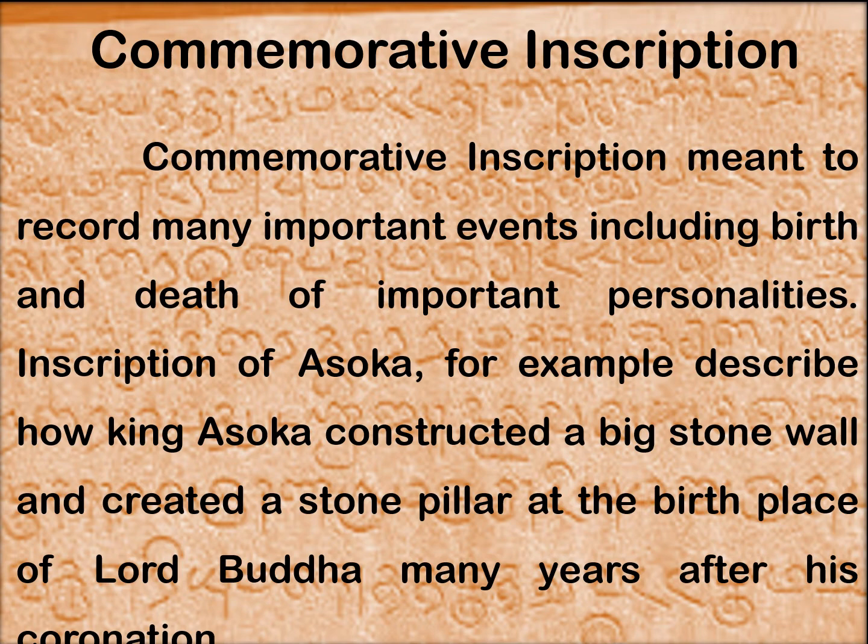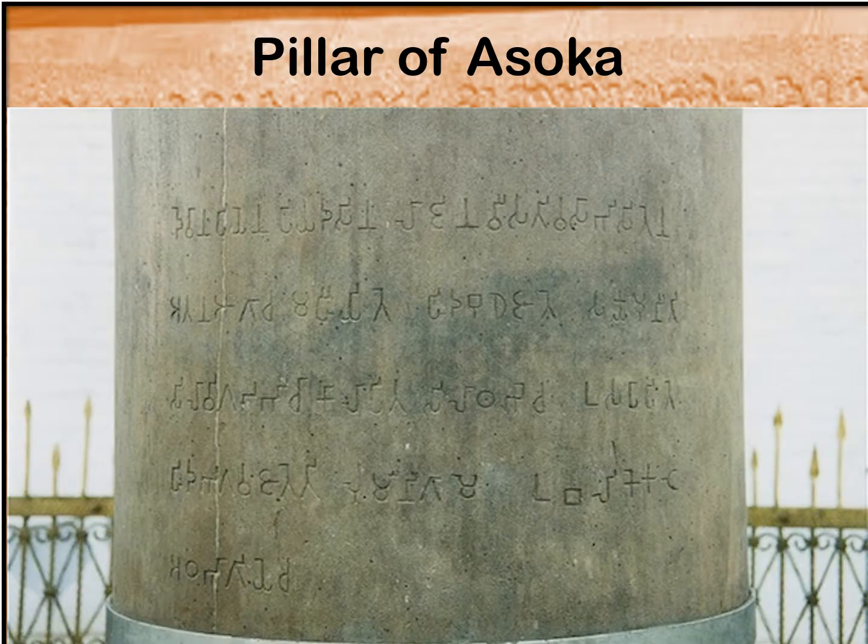Next kind is commemorative inscription. Example of this kind is the Ashoka pillar inscription. The commemorative inscription was intended to record a variety of significant events, including the birth and death of important personalities. The inscription of Ashoka, for example, describes how King Ashoka built a large stone wall and a stone pillar at Lord Buddha's birthplace many years after his coronation. This is the pillar of Ashoka.